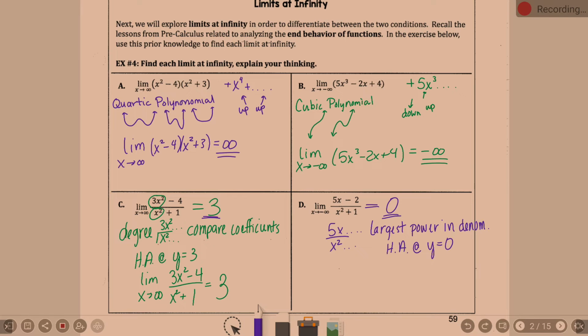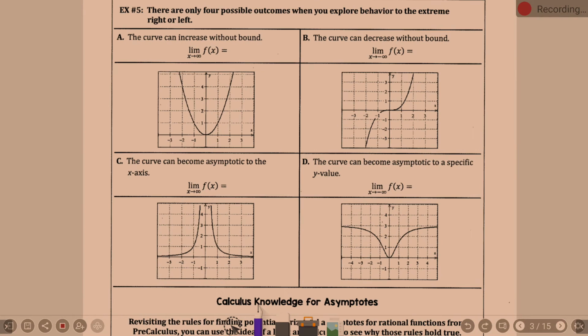Okay. Example 5. There are only 4 possible outcomes when you explore behavior to the extreme right or left. We have a situation where the curve can increase without bound. The limit as x approaches infinity of f of x in this case would be infinity because it is increasing without bound. It is going up. Okay, B. The curve can also decrease without bound. It's going infinitely down. Limit as x approaches negative infinity here.